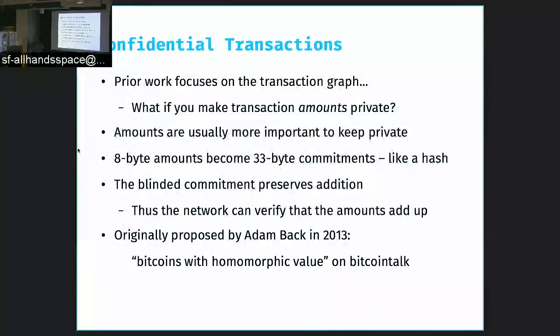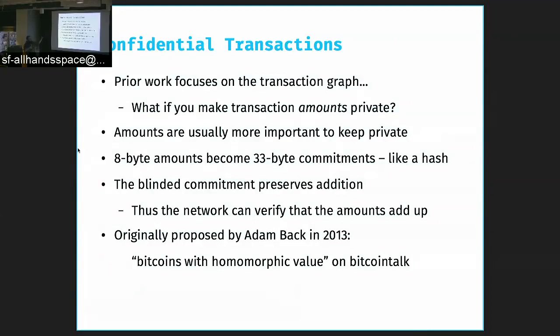So that's what confidential transactions does. It makes the amounts private, and there's a lot of benefits to this. The way this works is that there's normally in a transaction an 8-byte value that indicates the amount of an output. And that 8-byte value is replaced with this 33-byte commitment, which is functionally like a cryptographic hash. So instead of putting the amount in the transaction, you put a hash of the amount in the transaction. And these commitments, though, have a very special property that the hashing process preserves addition, which means that if you take the hash of one amount and the hash of another amount and add them together, you get something which is the hash of their sum.